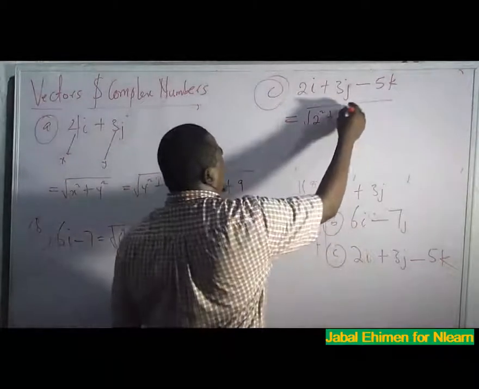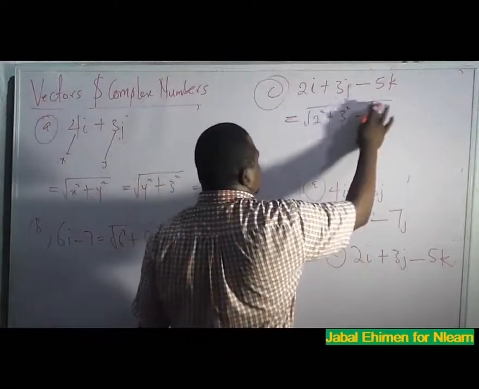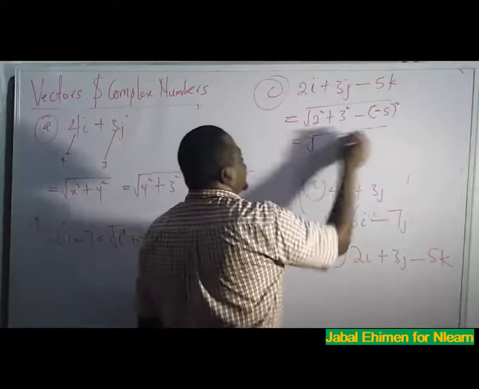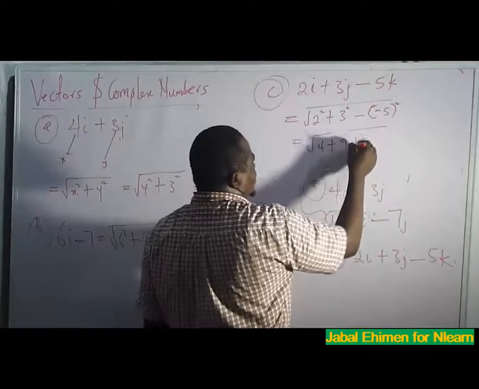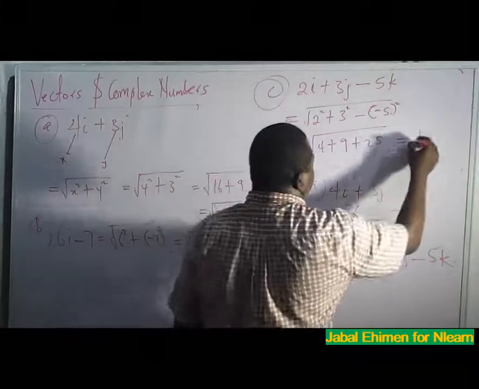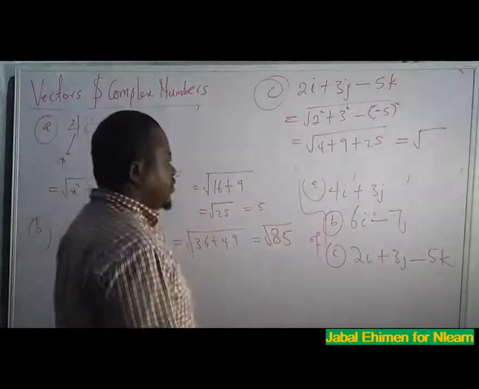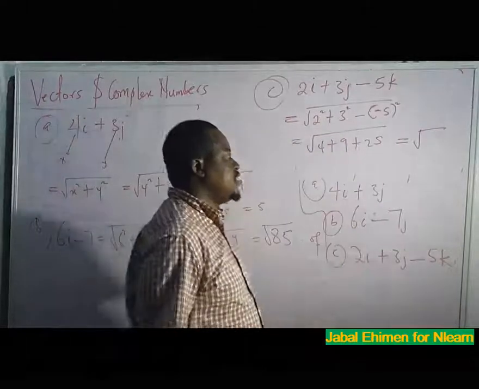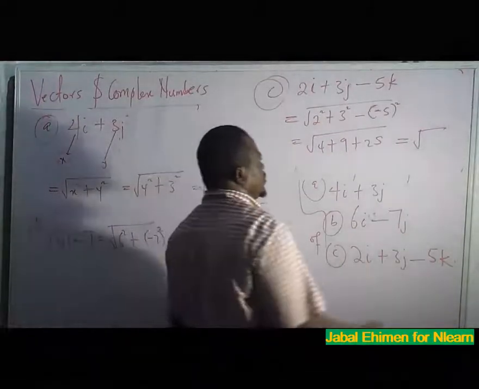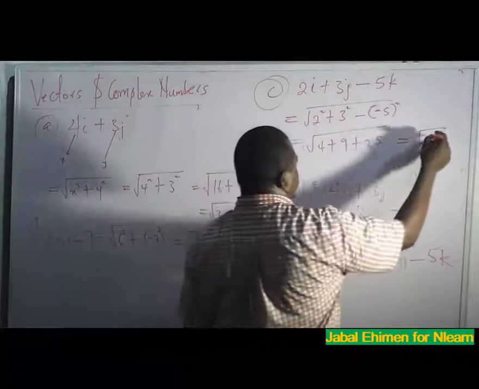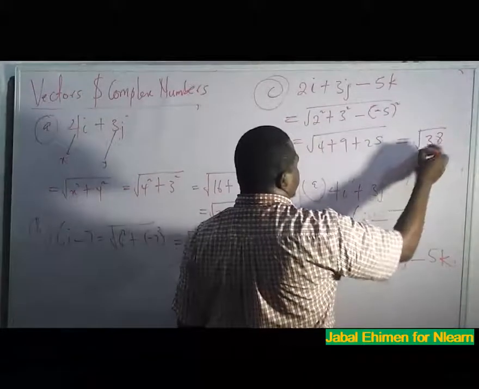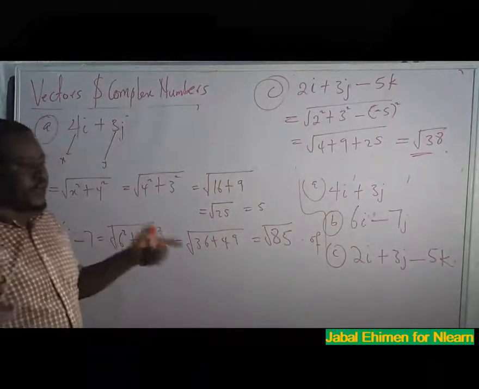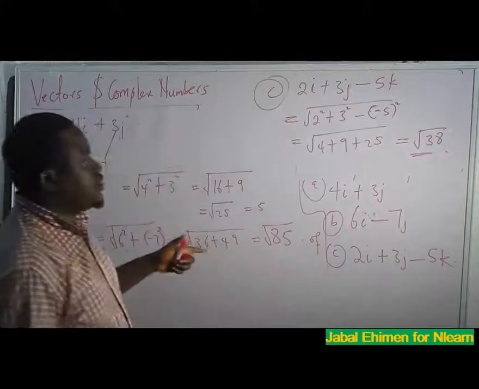So you have 3 squared, minus 5 squared. That will give us square root of 4 plus 9 plus 25. 4 plus 9 is 13. 13 plus 25 will be 38. So that's that. So when you are asked to calculate the value of the modulus, it makes it easy.